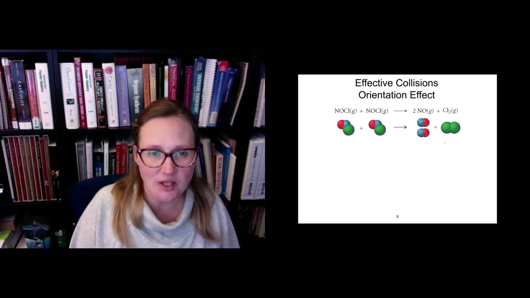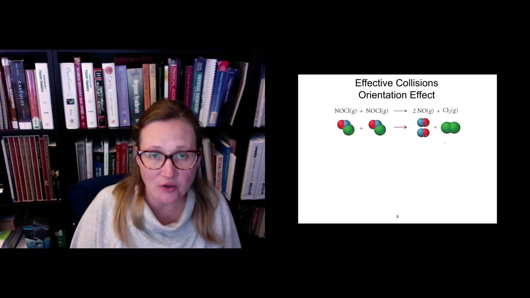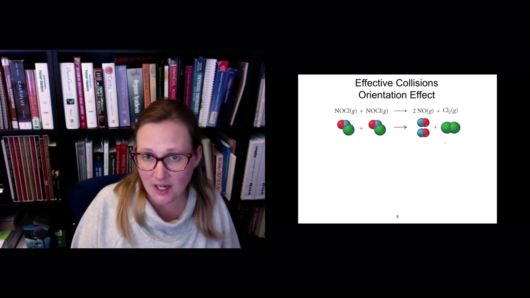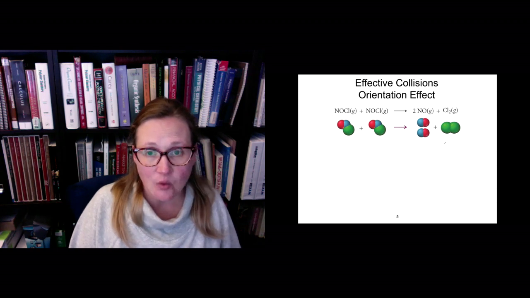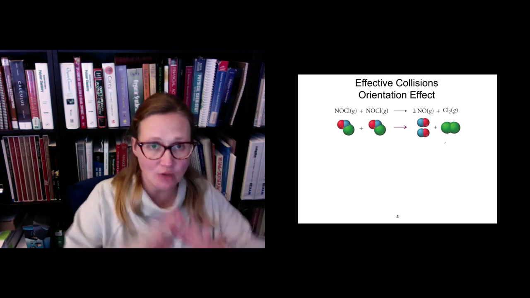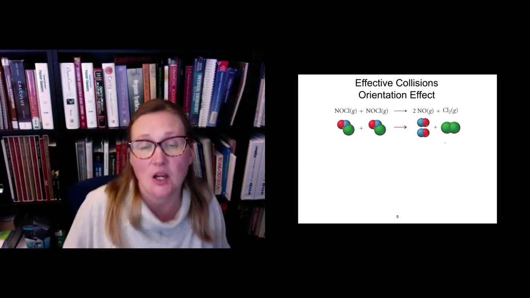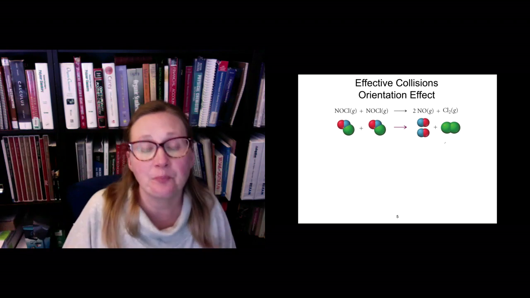Let's look at this reaction. We have two molecules of NOCl. They're going to collide with each other to produce two NO molecules and a chlorine molecule. Think about what has to happen for this reaction to happen. Let's assume that all the collisions have the same amount of energy, and it's sufficient energy to surmount that energy barrier.